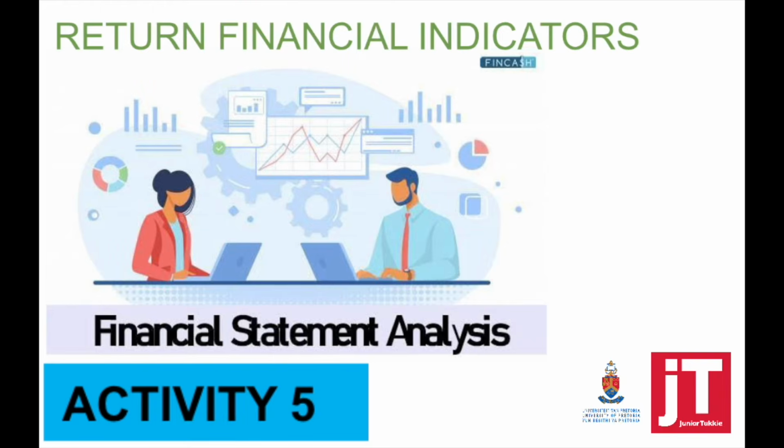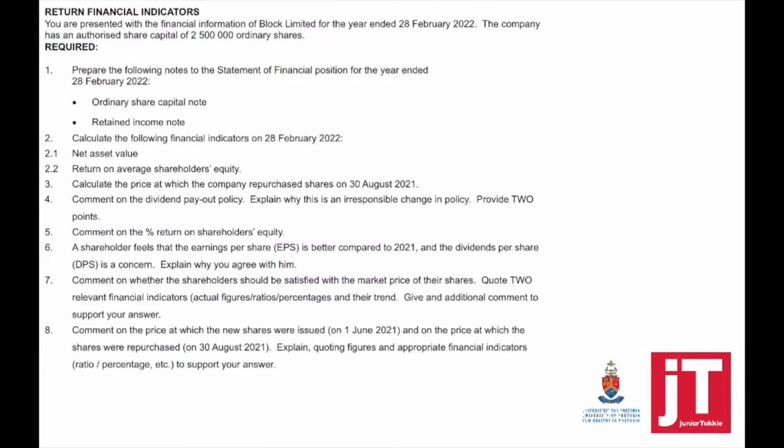Brimacombe. We are going to look at Activity 5, Return Financial Indicators. You are presented with the financial information from Block Limited for the year ended 28 February 2022. The company has an authorized share capital of 2.5 million ordinary shares. This means this is the maximum shares available.